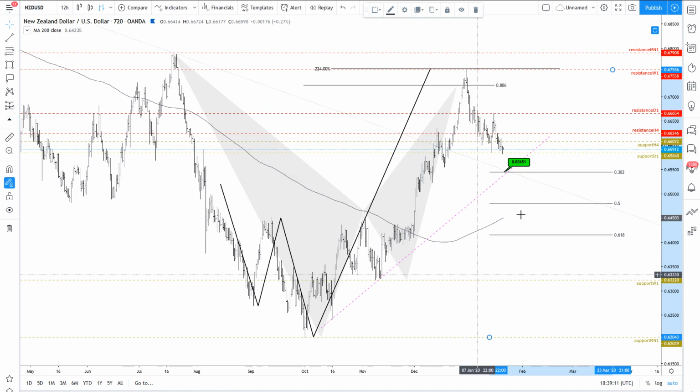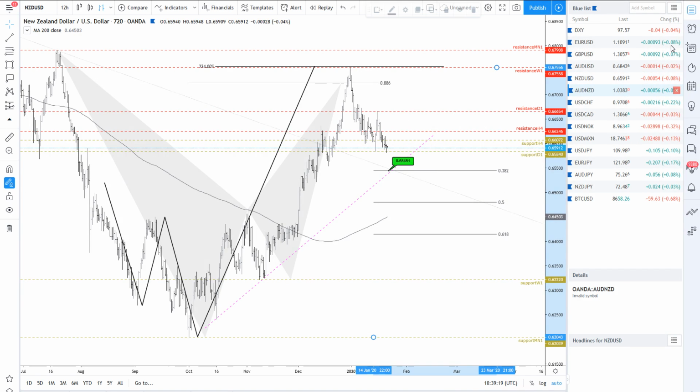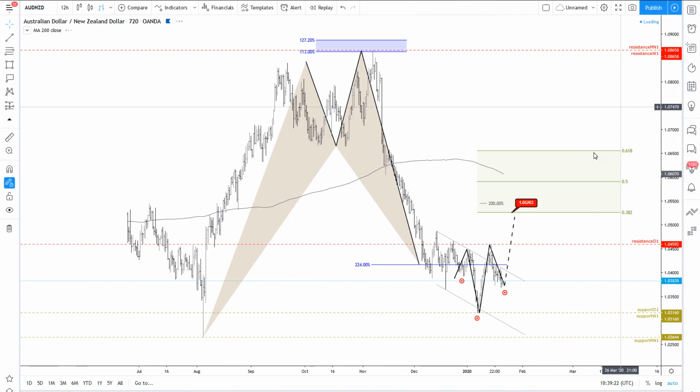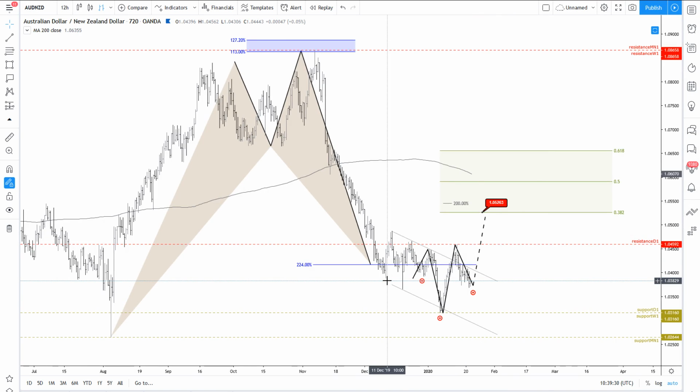So there's a lot of room there for the Kiwi. Let's wait and see. I'm still waiting for at least a minimum 38% Fibonacci for the Kiwi, Australian dollar versus New Zealand. And this is what I have. I mentioned it before.